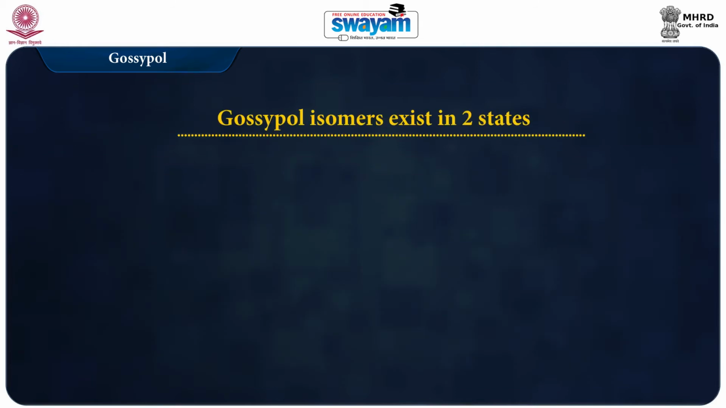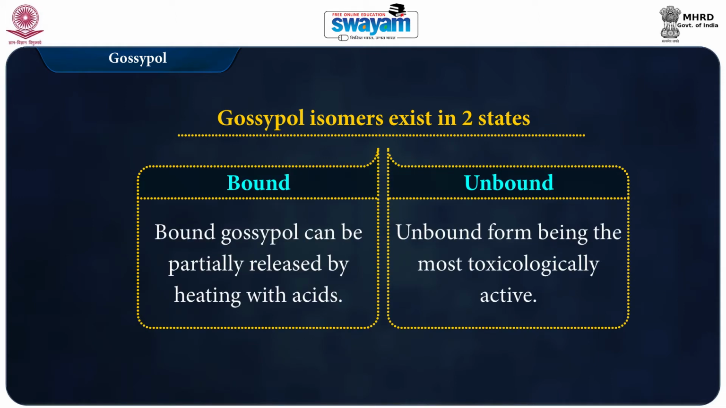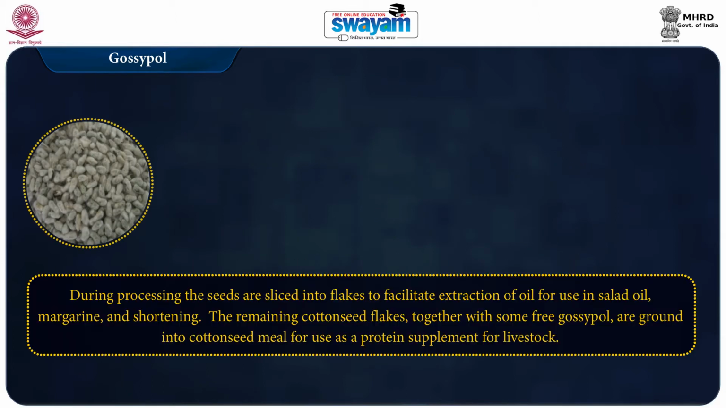Gossypol isomers exist in two states, bound and unbound. Covalent protein adducts typically form with lysine residues, with the unbound form being the most toxicologically active. The bound gossypol can be partially released by heating with acids.